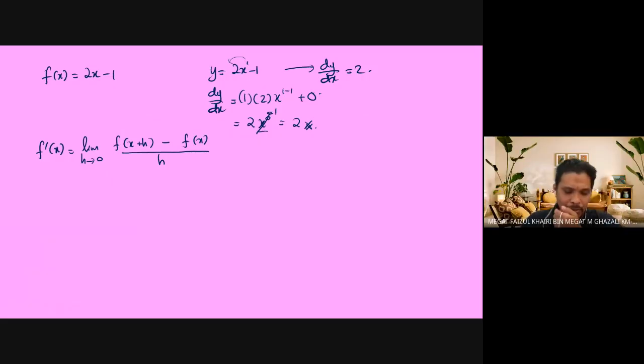You may also refer to Google search. Type: find f prime x using first principle. If I'm not mistaken, in your textbooks they use the term delta x. Is that true? Yes, teacher. Delta x.